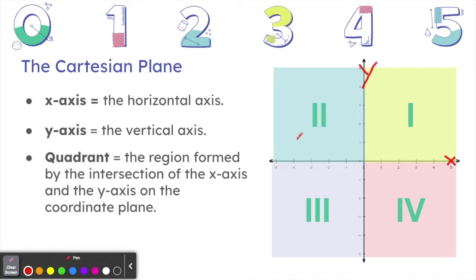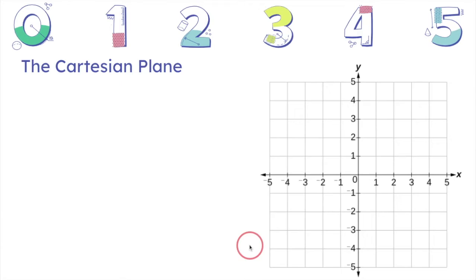Both axes, axes is the plural of axis, both axes extend infinitely in both directions. So that's why we represent them with these arrows at the end. And then we have our four quadrants, quadrant 1, quadrant 2, quadrant 3, and quadrant 4. And we remember that we are going to be focusing on only quadrant 1 for the rest of this unit.